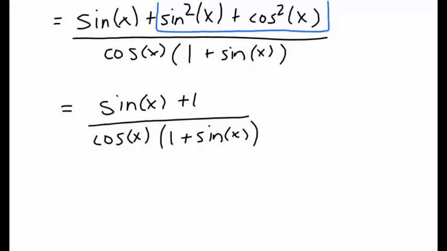And maybe you can see now that our numerator is going to cancel off with one of the factors inside of our denominator. So we're left with 1 over cosine of x. And we know what 1 over cosine of x is. That is secant of x.